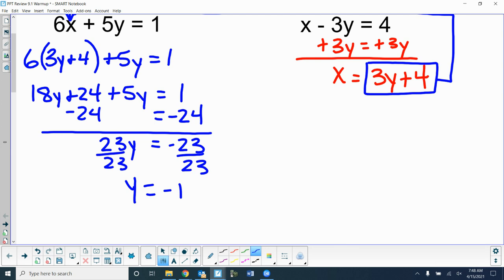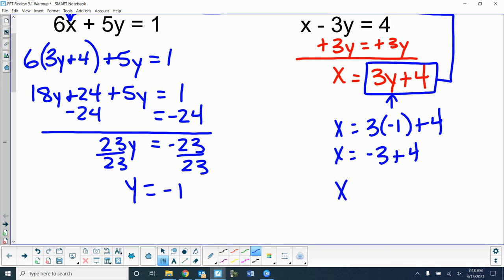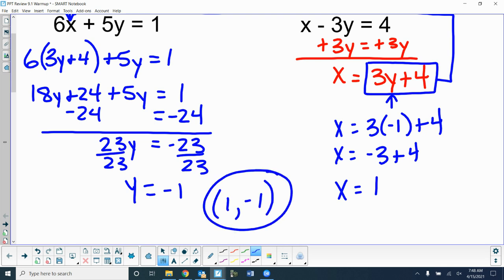So I substitute in for y there, that negative 1. All right, so x equals 3 times negative 1 plus 4. And that's negative 3 plus 4. That's 1. So my answer would be 1 for x and negative 1 for y. And if I substitute, 6 times 1 is 6. 5 times negative 1 is negative 5. 6 minus 5 would be 1. And then 1 in for x. And negative 3 times negative 1 is a positive 3. 1 plus 3 is 4. So you can check to make sure you're right if you want.